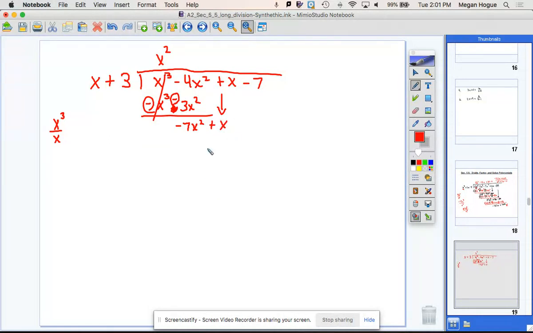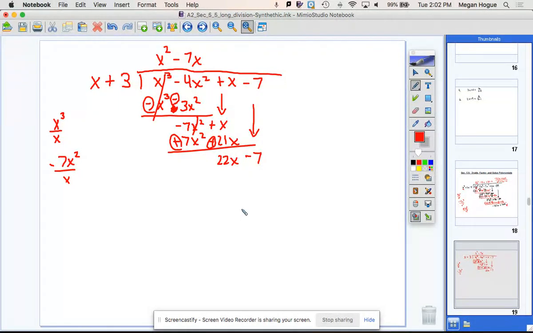Some people like to put 1x. At this point, you should know about yourself. You should know whether you need the 1 in there or not. We're going to take negative 7x squared, divide by x, minus 7x. We're going to distribute. Negative 7x times x, negative 7x squared. Negative 7x times 3, minus 21x. Change our signs. Cancel. 22x.